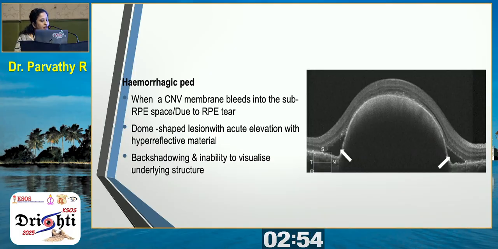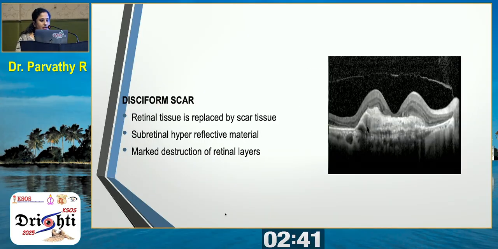There is a dome-shaped elevation of RPE with hyper-reflective material seen beneath the RPE layer, and due to the backshadowing, the underlying Bruch's membrane cannot be visualized. Next is the end stage, that is disciform scar, in which the retinal tissue is replaced by scar tissue. We can see hyper-reflective material there, and there is marked disruption of the retinal architecture.